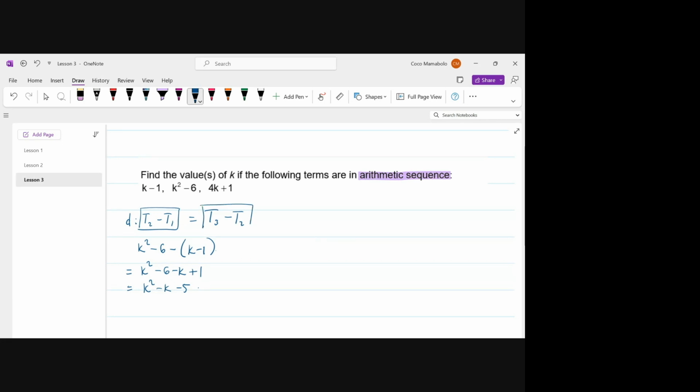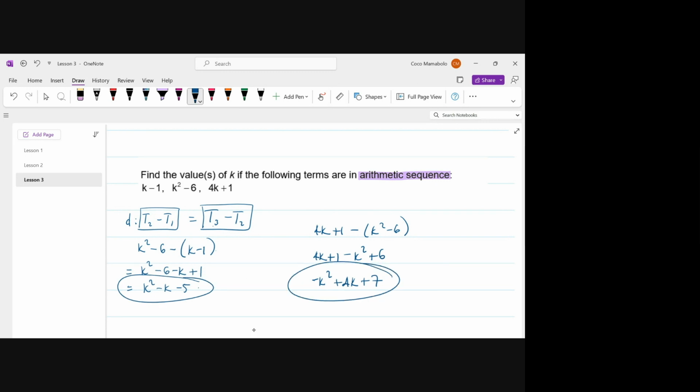Because if I do the other part, if I take T3 minus T2, I'm going to end up with 4K plus 1 minus K squared minus 6. And that's going to give me 4K plus 1 minus K squared plus 6. If I clean that up, that's going to give me negative K squared plus 4K plus 7. Now, these two things are not a common difference. Are we all in agreement that those two things are not common? Remember, a common difference must give us the same thing. It must give us the same thing. So we can't use either of those as our common difference.